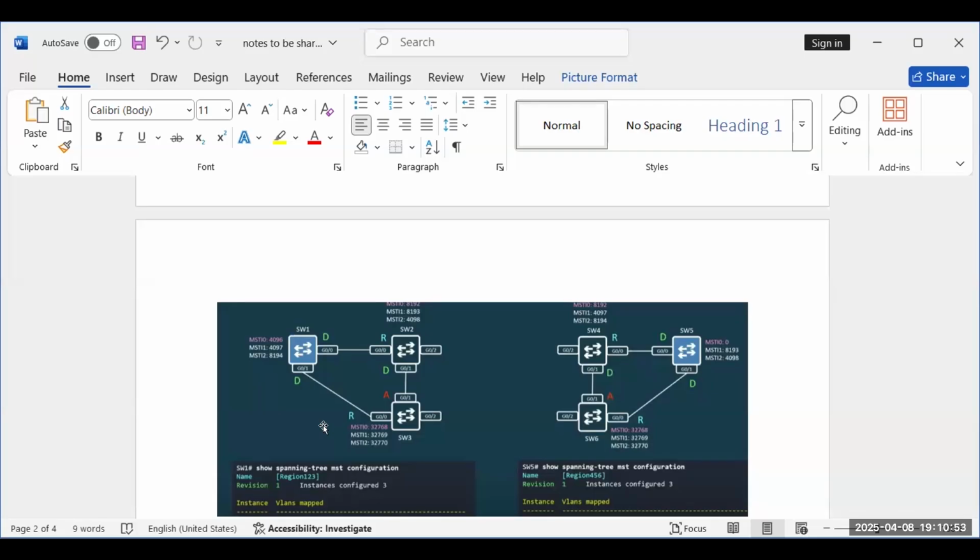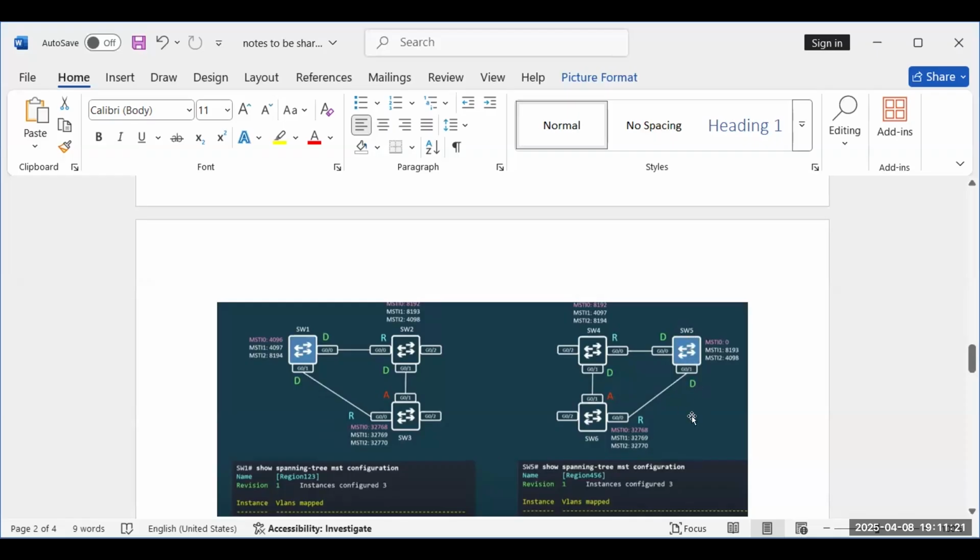If we are not configuring the MST configuration, or any HSRP or VRRP configuration, meaning some redundancy and load balancing is not done at the core level, then there would be a huge impact. So MST configuration can be applied, or you can also configure HSRP.